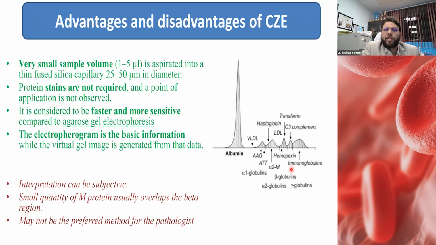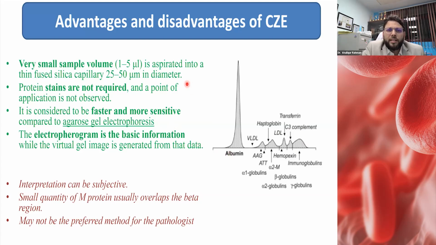So what is the advantage of capillary zone electrophoresis over normal gel electrophoresis? Well, it is fully automated. It requires a very small amount of sample, and staining and de-staining are not required, because what we get in capillary electrophoresis are peaks, and these peaks define the proportion of these proteins, which can be taken into absolute terms if we know the total serum protein quantity. And for the sake of seeing, a virtual gel image is also generated.